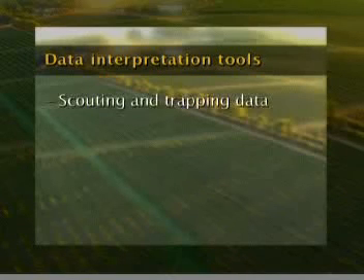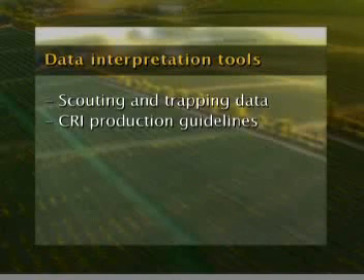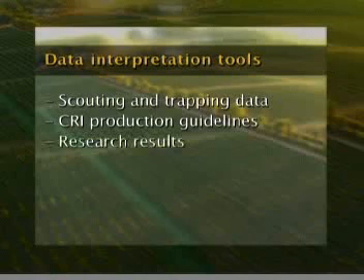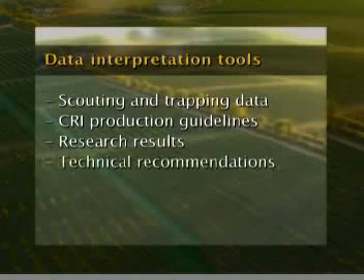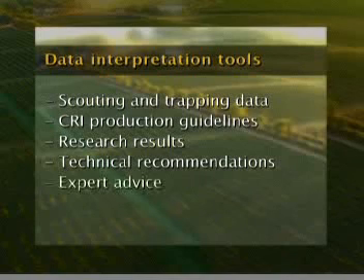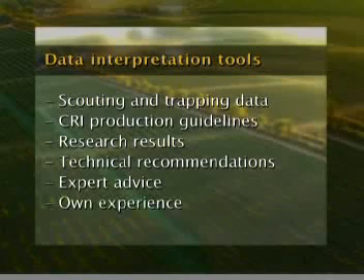What are the tools for interpretation of this data? This data can be interpreted immediately on receipt of scouting and trapping data through the use of thresholds where those exist for certain pests, also through the use of Citrus Research International production guidelines, which are very comprehensive for management of all important pests on citrus, also through research results which are generated each year. New results are coming through. Fourthly, technical recommendations that come from experts in the area. Fifthly, the experience of experts such as consultants. And finally, your own experience as a farmer.